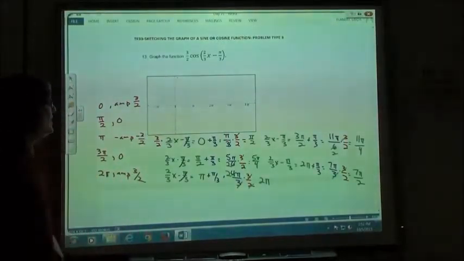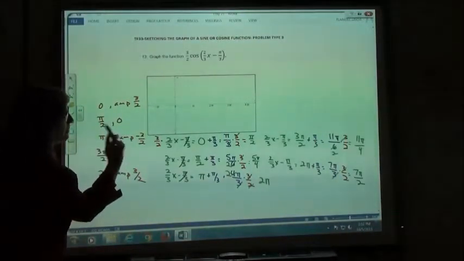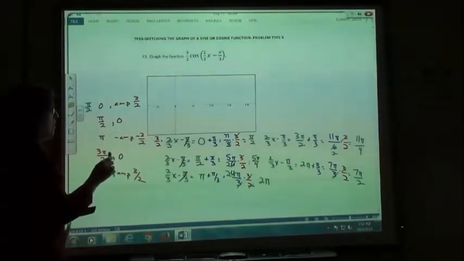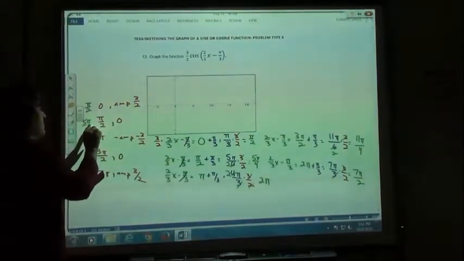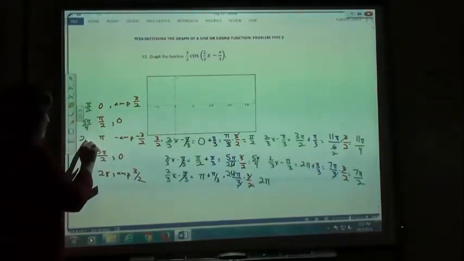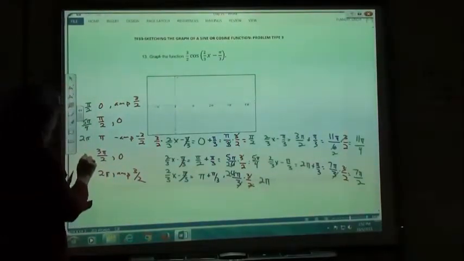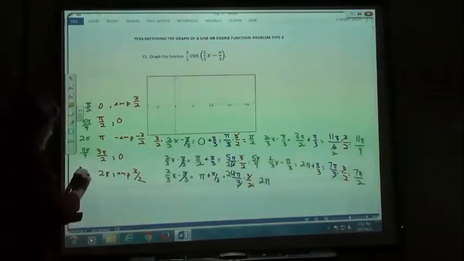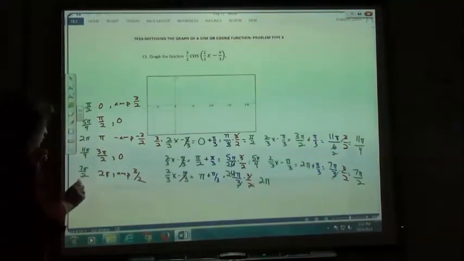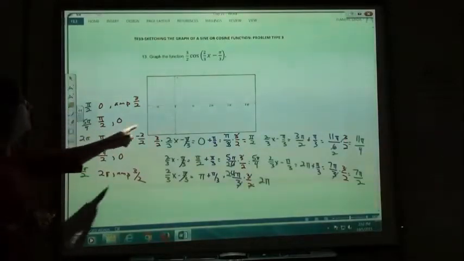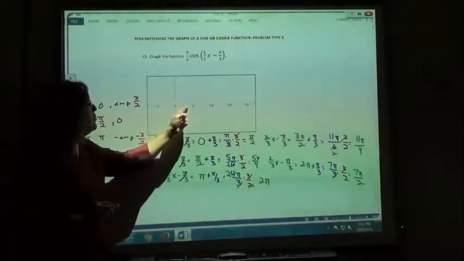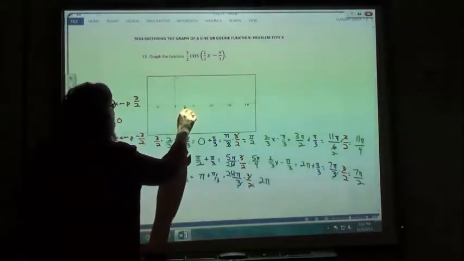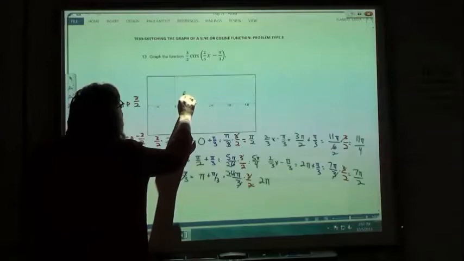So, we have pi over 2, 5 pi over 4, and 2 pi. Then we have 11 pi over 4 and 7 pi over 2. So pi over 2, I'm in fourths, 1, 2, 3, 4. Pi over 2 would be here, and it's a cosine curve, so I have to go up to 3/2, which is 1.5.